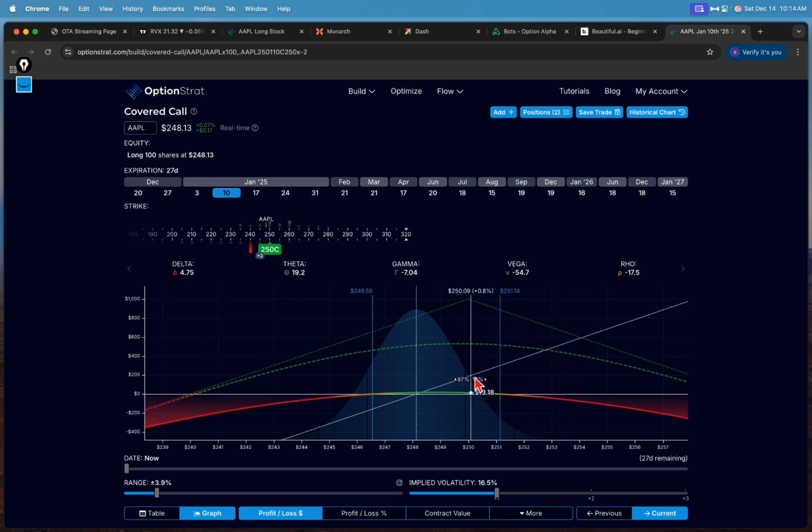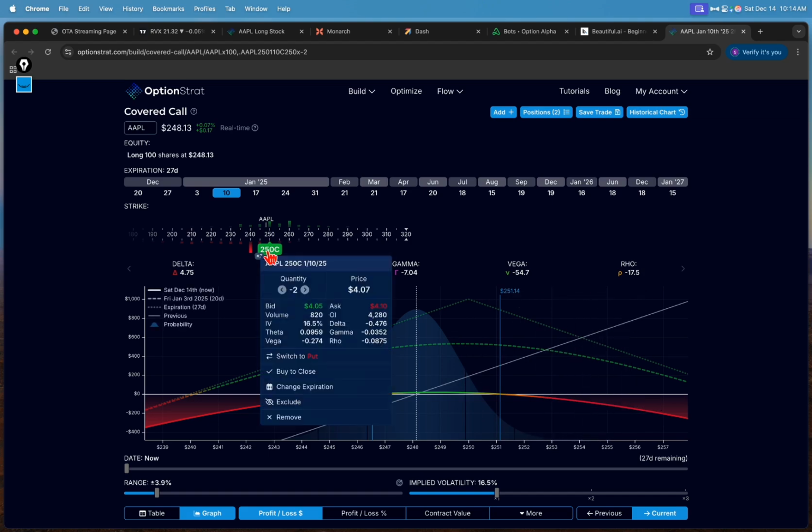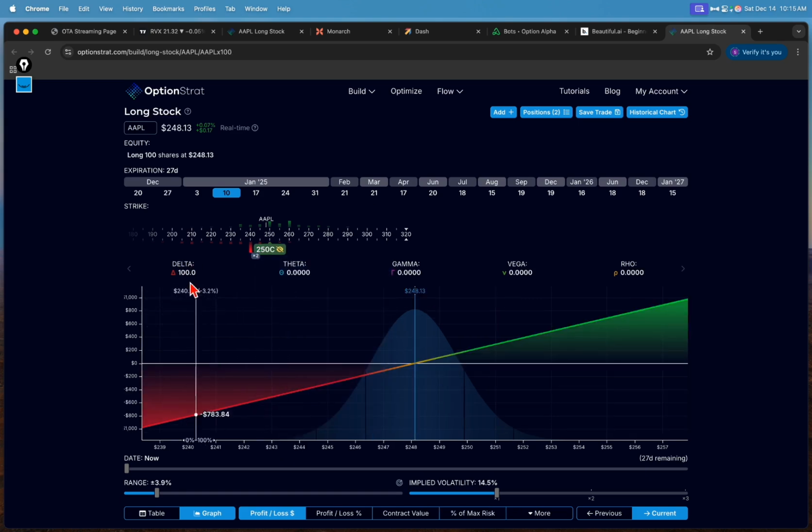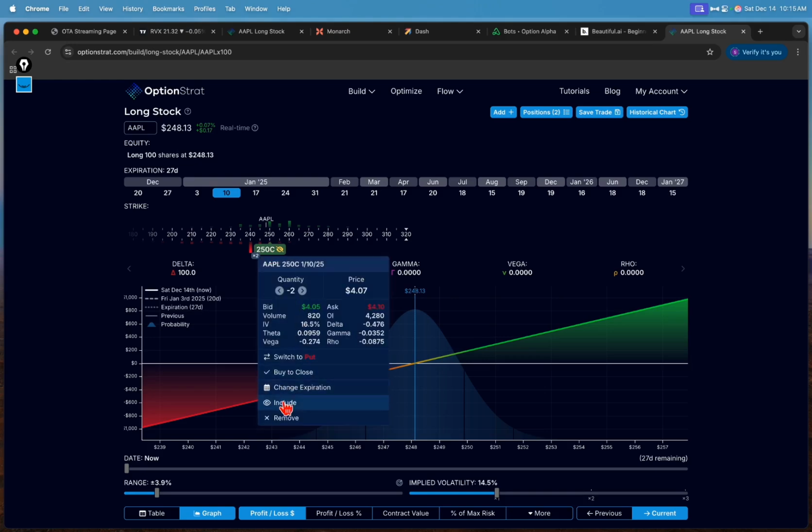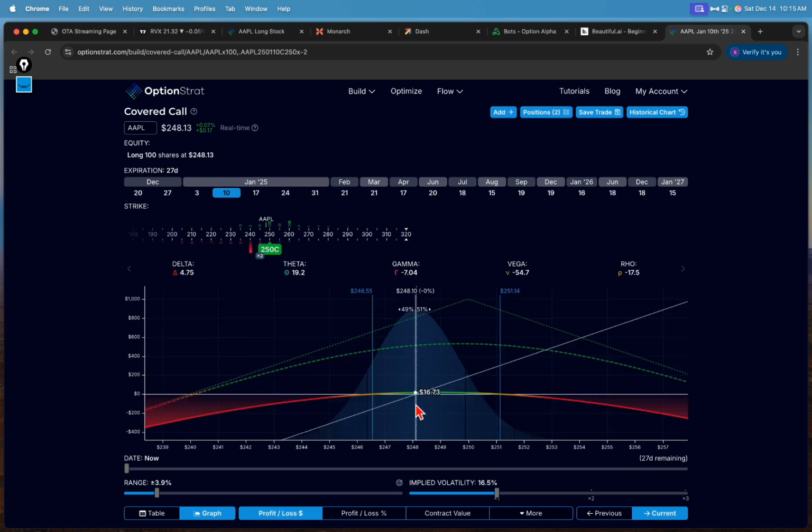That's where we started. If we had no options in place here, if I were to back those out and exclude those, we can see that our delta now is 100. For every point that Apple goes up or down, we're losing $100. By selling those two calls, bring those back into play here, I have flattened my deltas to where now a move down is only going to impact my position by $4.75.